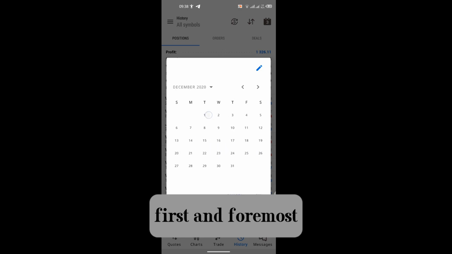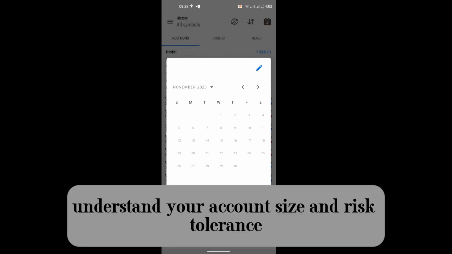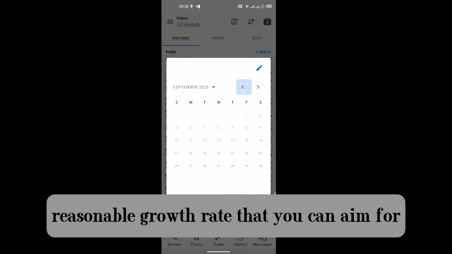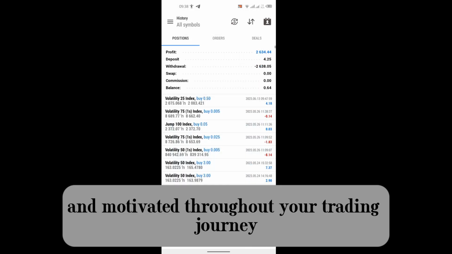First and foremost, it's crucial to set realistic goals. Understand your account size and risk tolerance, and determine a reasonable growth rate that you can aim for. This will keep you focused and motivated throughout your trading journey.